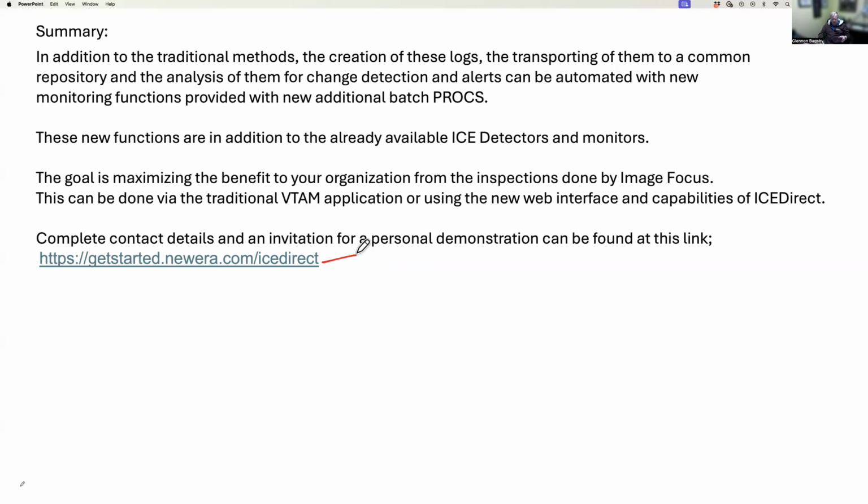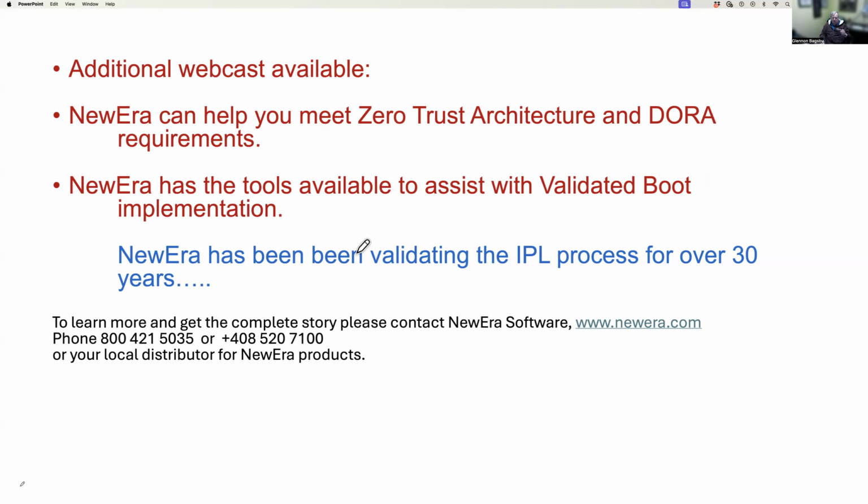There's also additional webcasts available from NewEra software. One has to do with the zero trust architecture and DORA requirements that you may have. These are things that we can help with using some of the other products within the integrity controls environment, in particular the product called the control editor in this case, and help you implement a solution to those set of requirements. But there's a great deal more there as well, and it also introduces interfaces into ICEDirect.